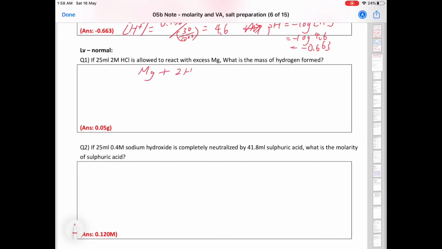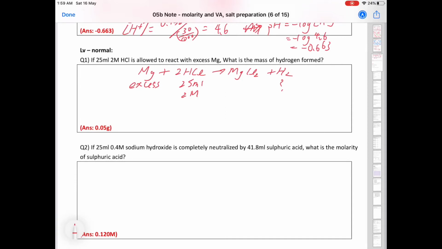Mg reacting with HCl to give a metal salt and hydrogen, and then write down all the data below. In this case, Mg is in excess, so we do not need to check which species is limiting. Obviously, HCl is limiting. Now you have two data: 25 cm cube, and 2 M. And then what you have to find out is the number of moles, and therefore the mass of hydrogen formed.